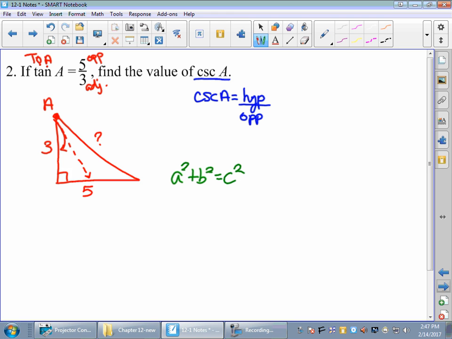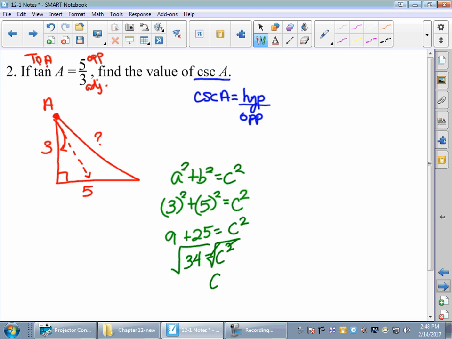So 3 squared plus 5 squared. It really doesn't matter which one is A and which one is B when you're doing Pythag, but the hypotenuse must be the C value. And so I get 9 plus 25 equals C squared. 9 plus 25 is 34, equal to C squared. Take the square root. C is equal to the square root of 34. And that can't be simplified, so I'm going to label it in my picture.